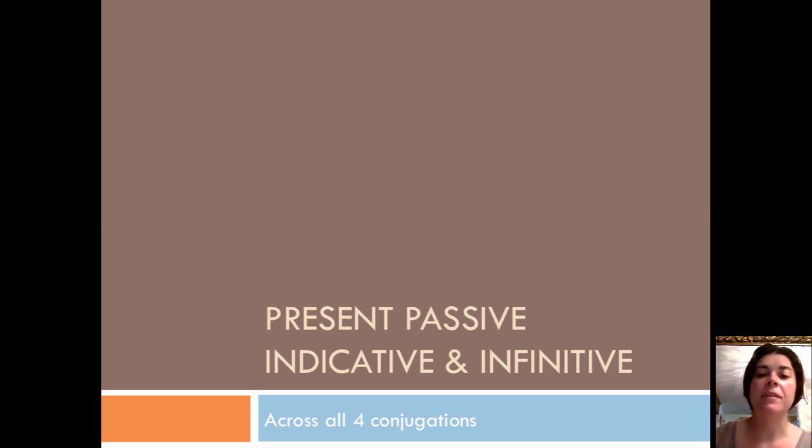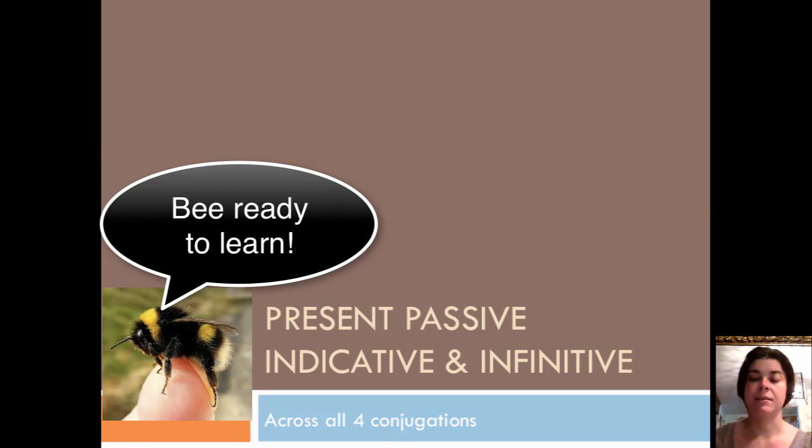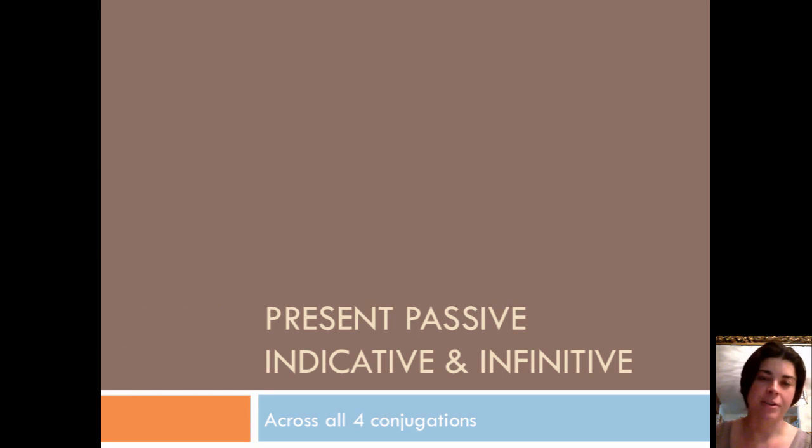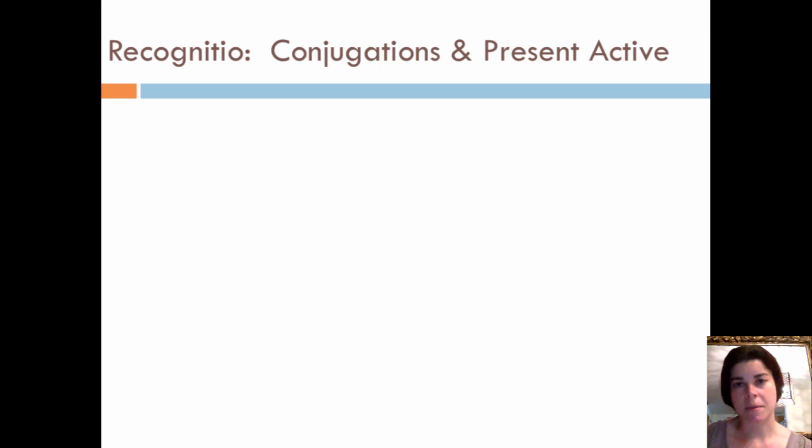Today we're going to be talking about the present passive indicative and its infinitive across all four conjugations. So first let's talk about what conjugations are again, and then what the present active indicative is.